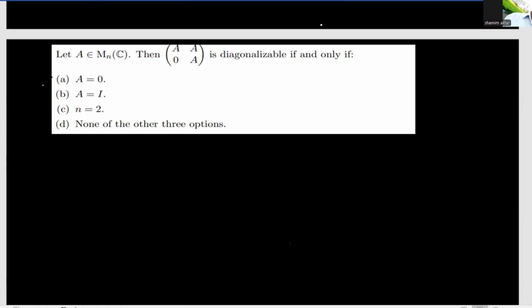Today we will discuss a TIFR exam question. The question is: given that A is a matrix, the matrix [[A, 0], [0, A]] is diagonalizable if and only if which of the following conditions is true. So now, the solution.